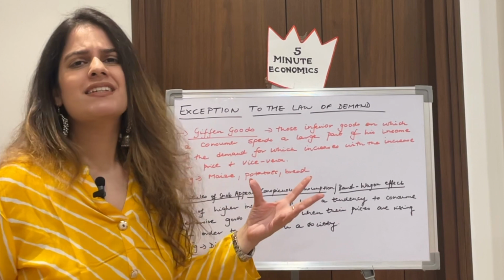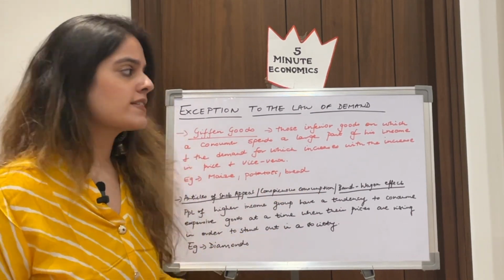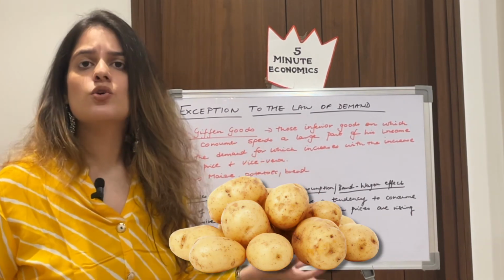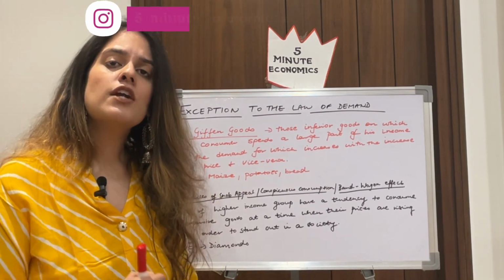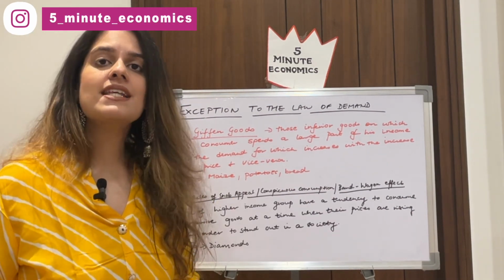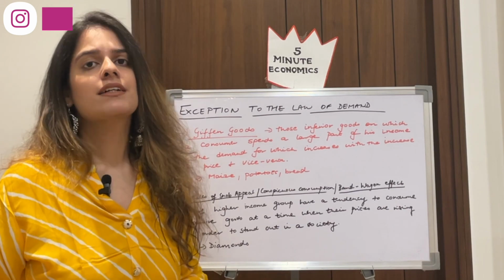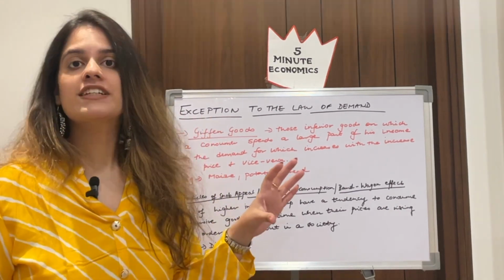Giffen goods are those goods that basically don't have many substitutes, for example maize, potatoes, bread, rice. The demand for these increases with the rise in price, and vice versa, and hence the demand curve is positively inclined in the case of Giffen goods.